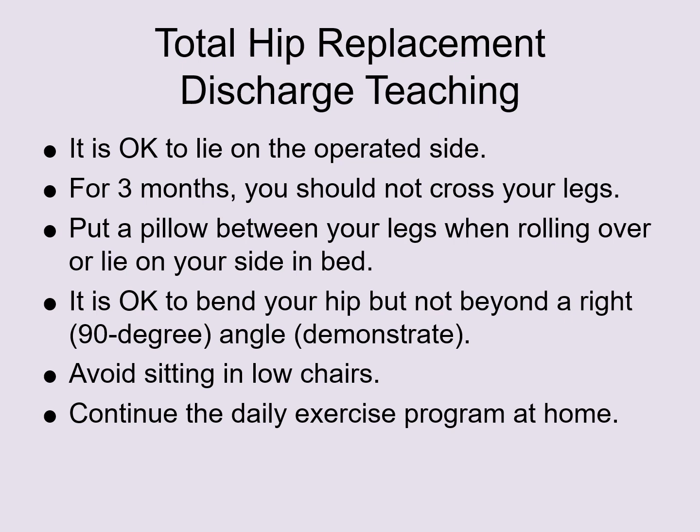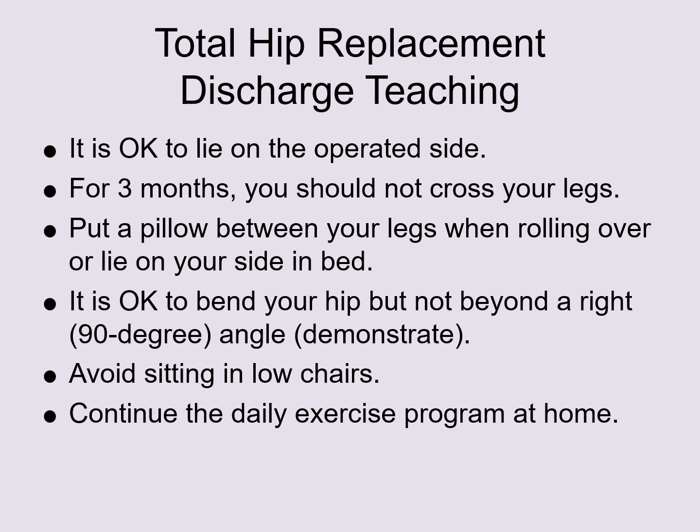So things to remember in your discharge teaching for a total hip replacement, it is okay to lie on the operated side. For 3 months, you should not cross your legs. You shouldn't cross your legs at all for circulation reasons, but for 3 months, they should not cross their legs. We don't want to cross over that line down the center because the hip is set up a certain way. If you come across, they say you can possibly pop out that joint, things like that, do damage. Put a pillow between your legs when rolling over or lying on your side in the bed. And it is okay to bend your hip, but not beyond a right or a 90-degree angle.